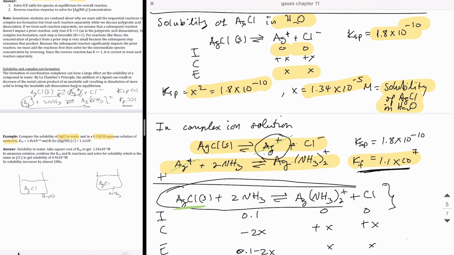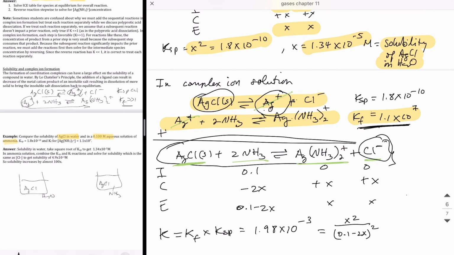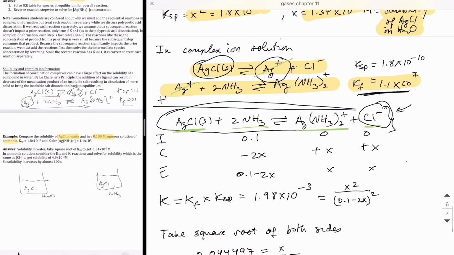So the overall reaction looks like AgCl solid with 2 ammonia forming the complex ion and Cl minus, because the Cl minus concentration directly comes from AgCl. There's no other compound that produces Cl minus. So if we know the Cl minus concentration, that concentration should correspond to the solubility of the silver chloride itself.